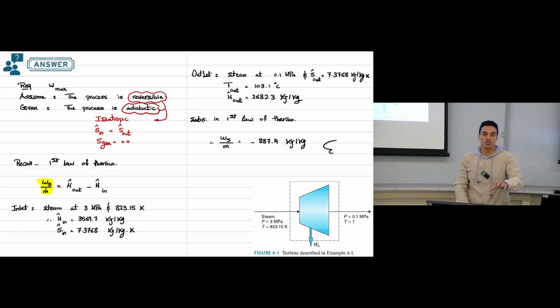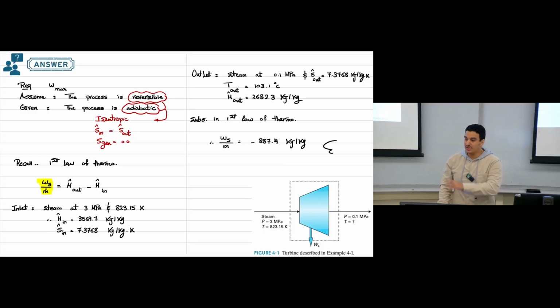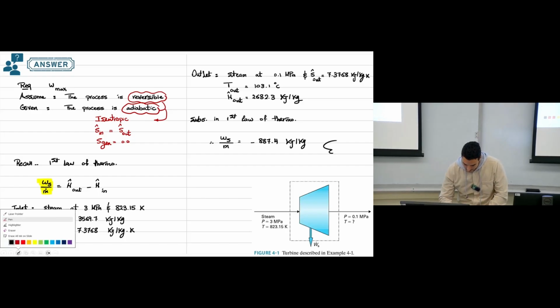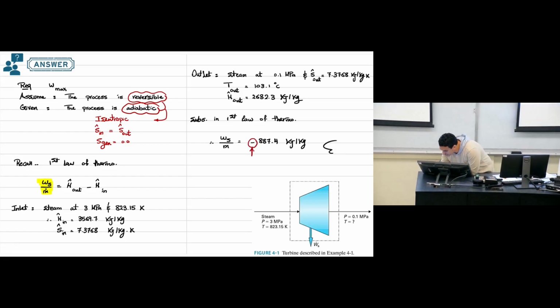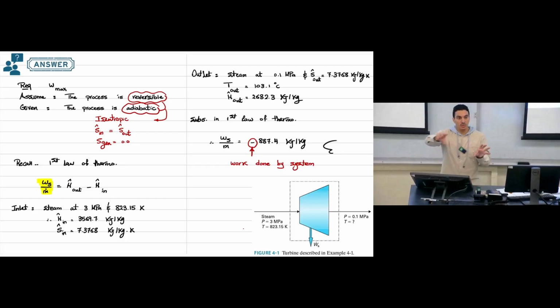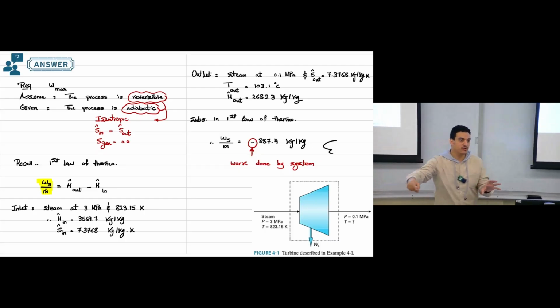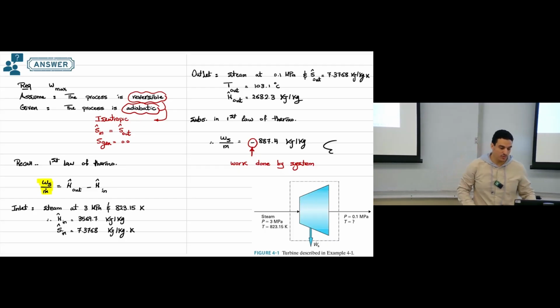This is the maximum work that can be done. And is this work done by the system or on the system? Done by the system. Here we have a negative sign, so this negative sign means we have work done by the system. So we have fluid. This fluid is rotating the blades of the turbine in order to give you the work that you need.